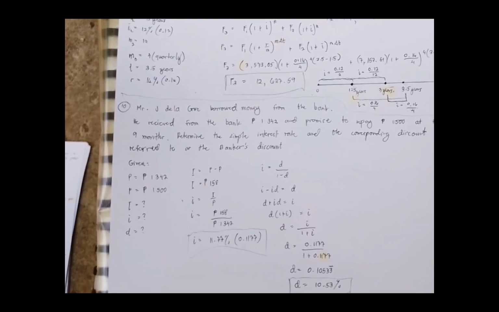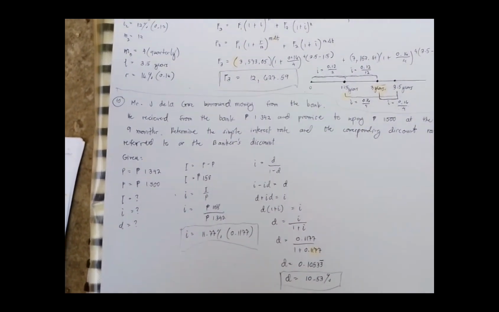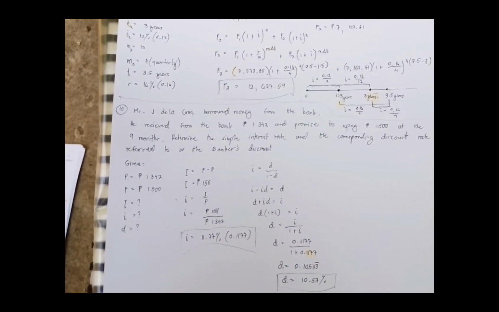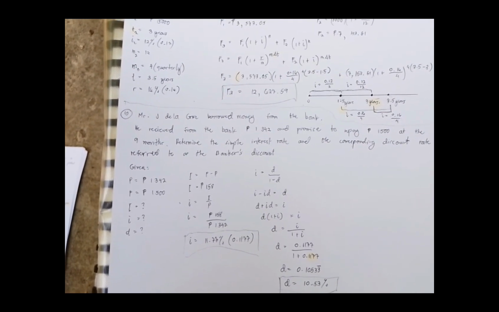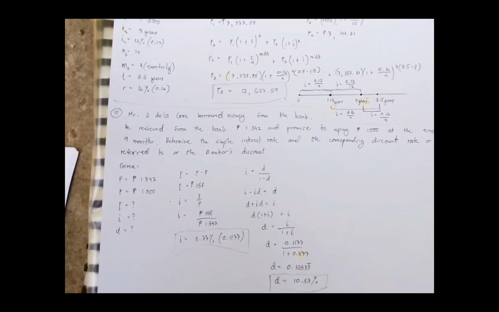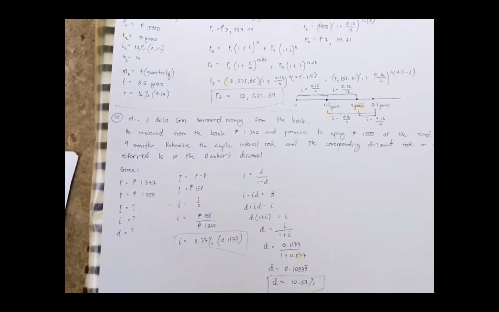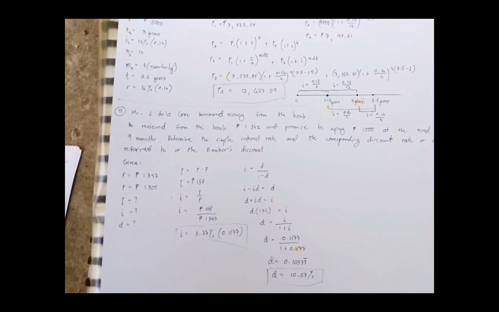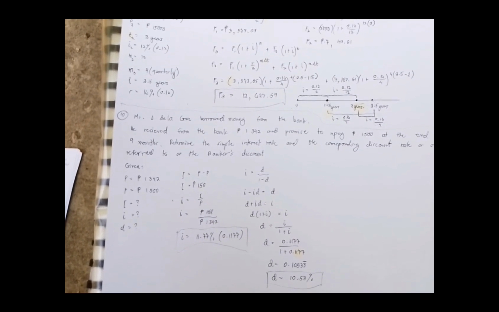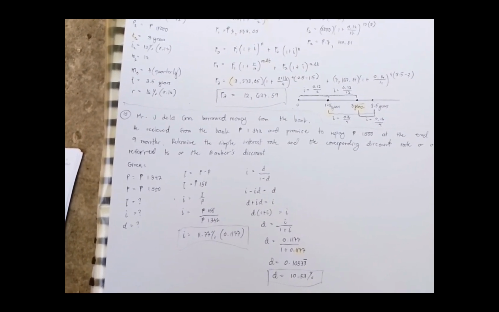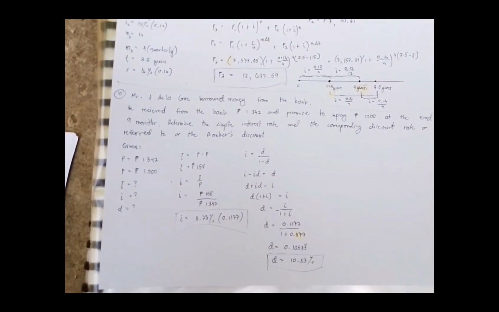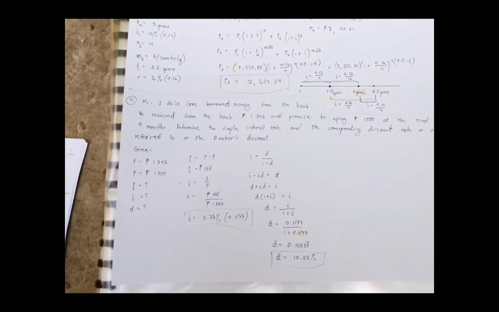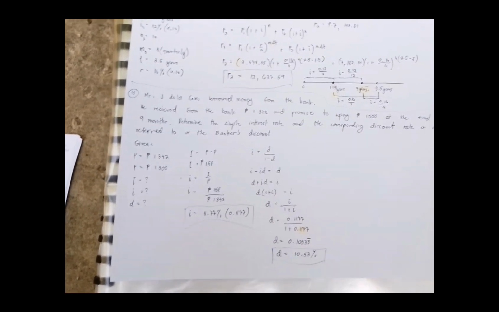So, Mr. J. De La Cruz borrowed money from the bank. He received from the bank 1,342 and promised to pay 1,500 at the end of 9 months. Determine the single interest rate, the simple interest rate, and the corresponding discount rate, or often referred to as the banker's discount.